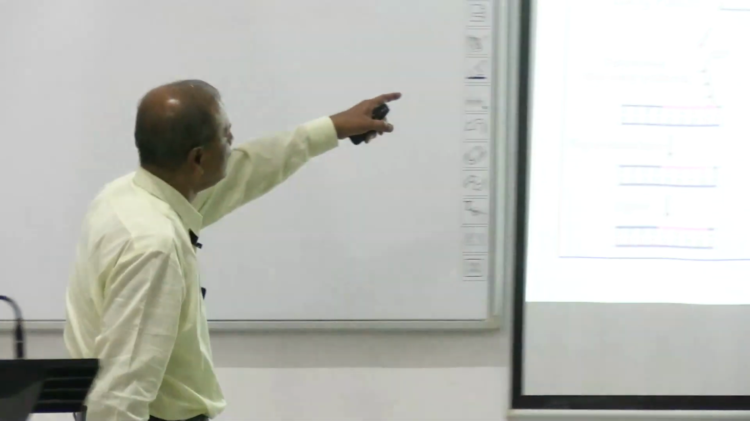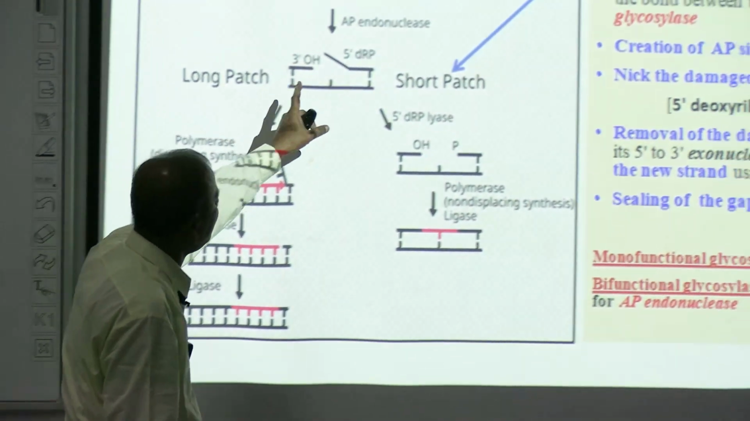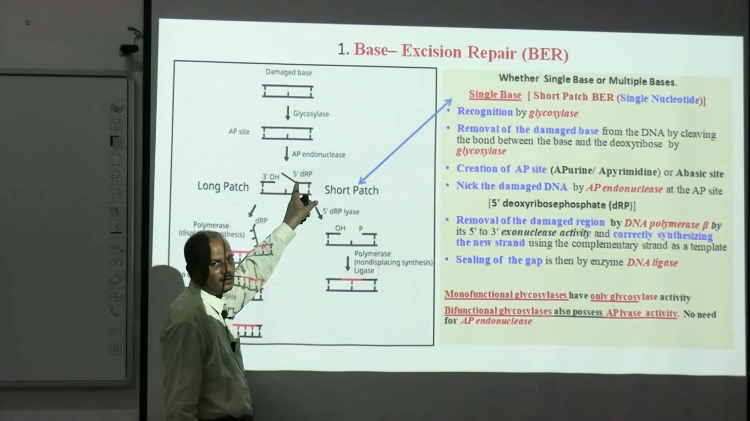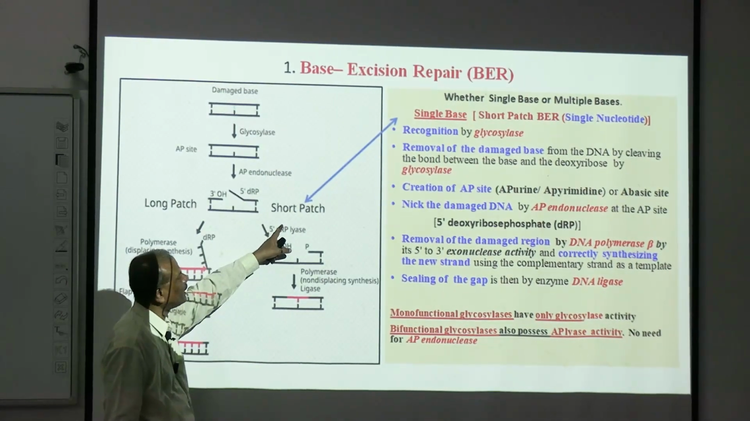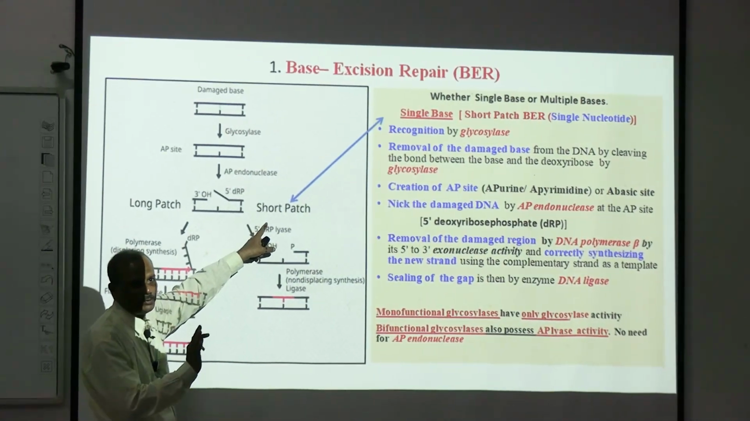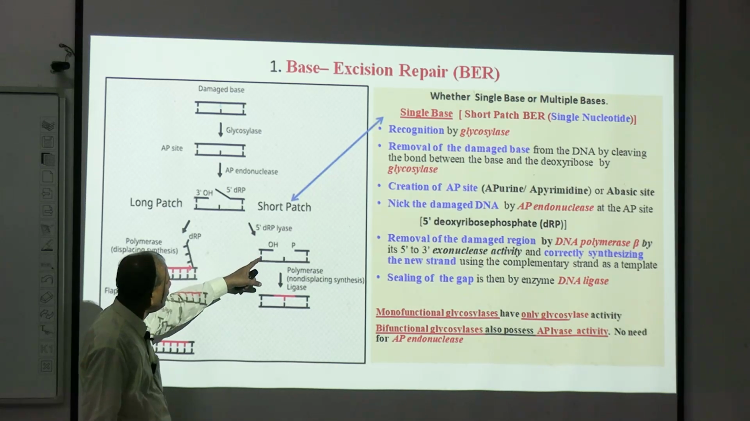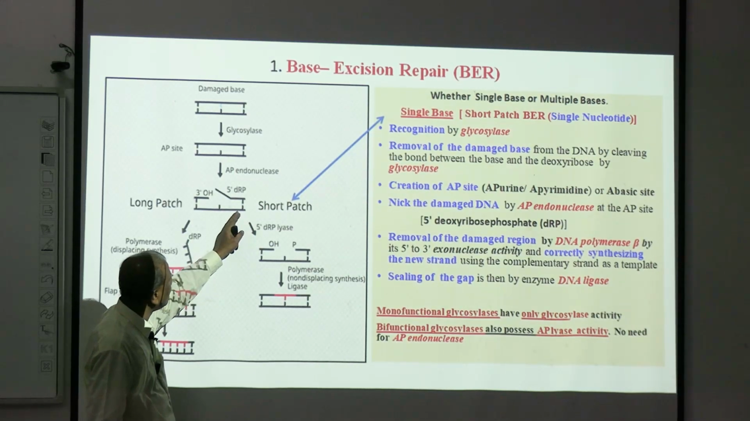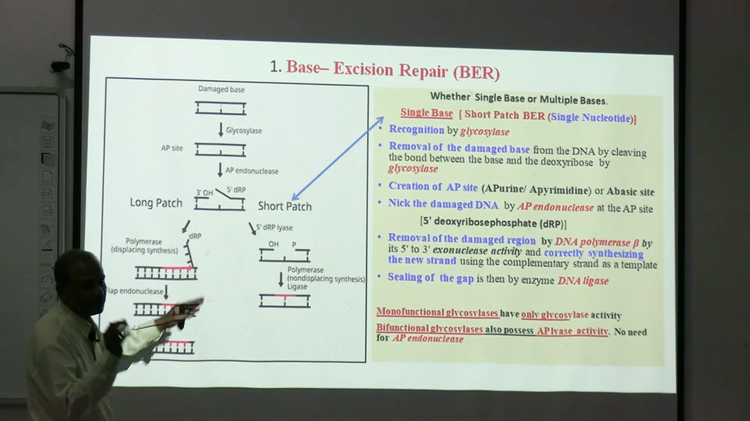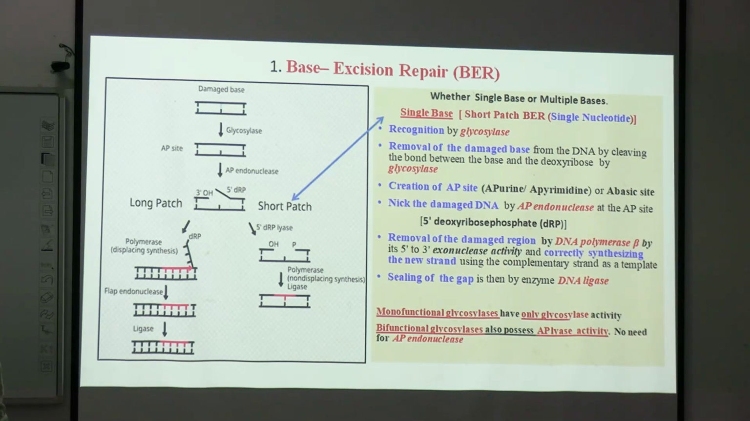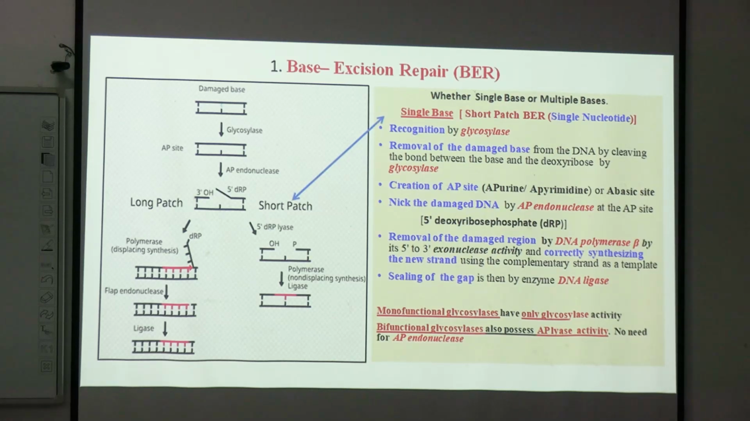Now here you can see there is a small single nucleotide defect. Then the short patch repair pathway will be used. That will basically clip that part, and the new base will be synthesized by the DNA polymerase, and the two ends will be ligated by DNA ligase.